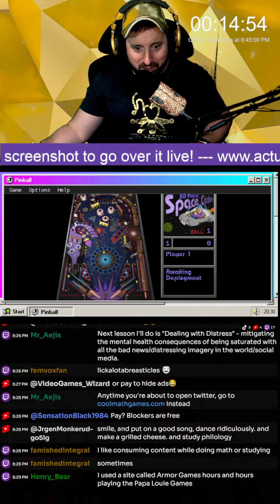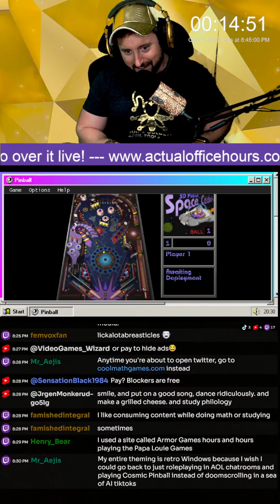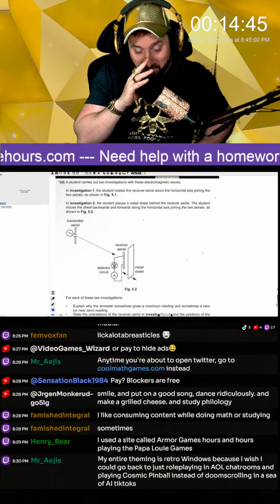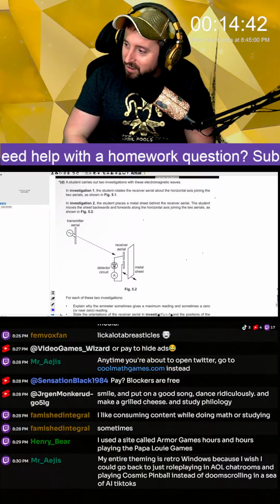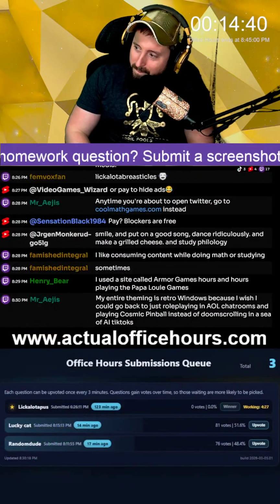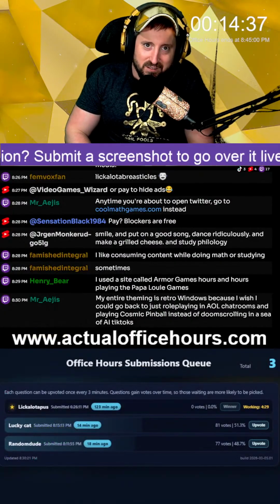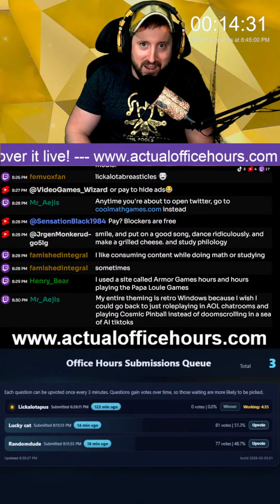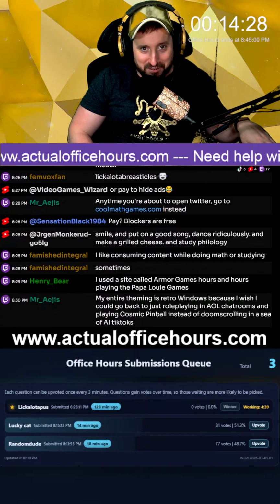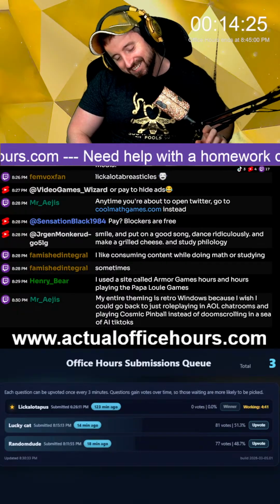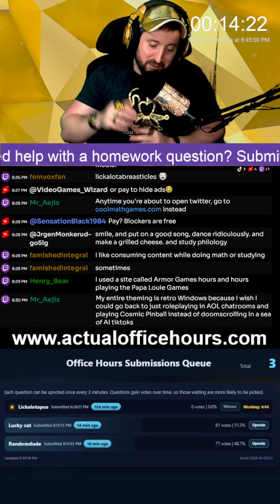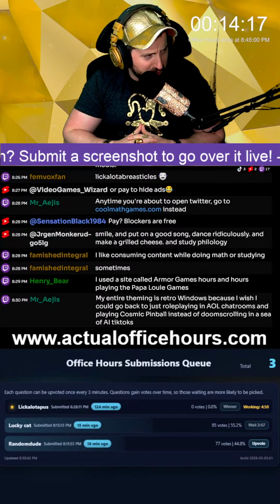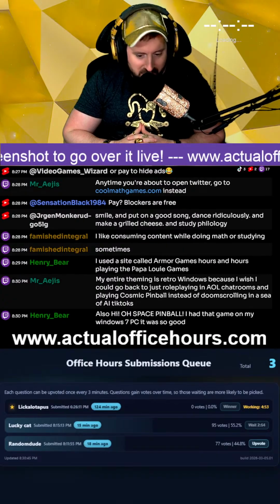Oh man, this game is such a throwback. All Linux. Okay, sorry, the sound was raping my ears, but yeah. Sorry, what were you saying? They released it on all Linux machines recently. That's super fun. My entire theming is retro Windows because I wish I could go back to just role playing in AOL chat rooms and playing Cosmic Pinball instead of doom scrolling a sea of AI TikToks. You're right, Mr. Aegis. They were simpler times. ICQ, IRC, Ventrilo. What were the other ones we used to be on? All the other chat rooms.